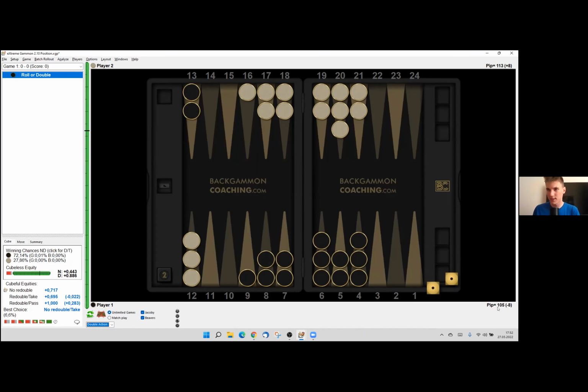So 10%, that's 10.5. 10.5 minus 2, that's 8.5. So I need to be up 8.5 pips. In other words, I need to be up 9 pips. So let's see how close it's going to get. And as we can see, again, it just works perfectly. This simple formula covers everything. So this is for the no double and the redouble part. Super cool. Everything clear so far, or any questions?